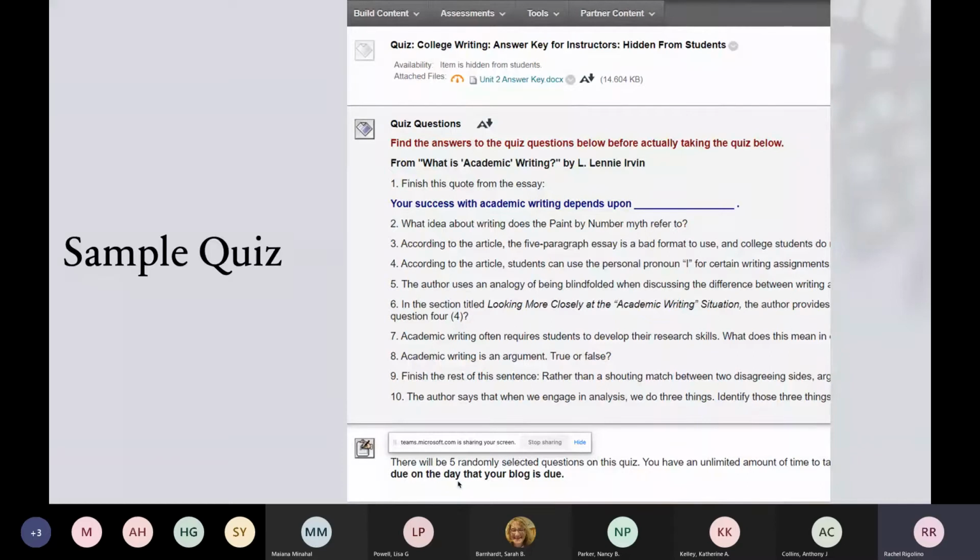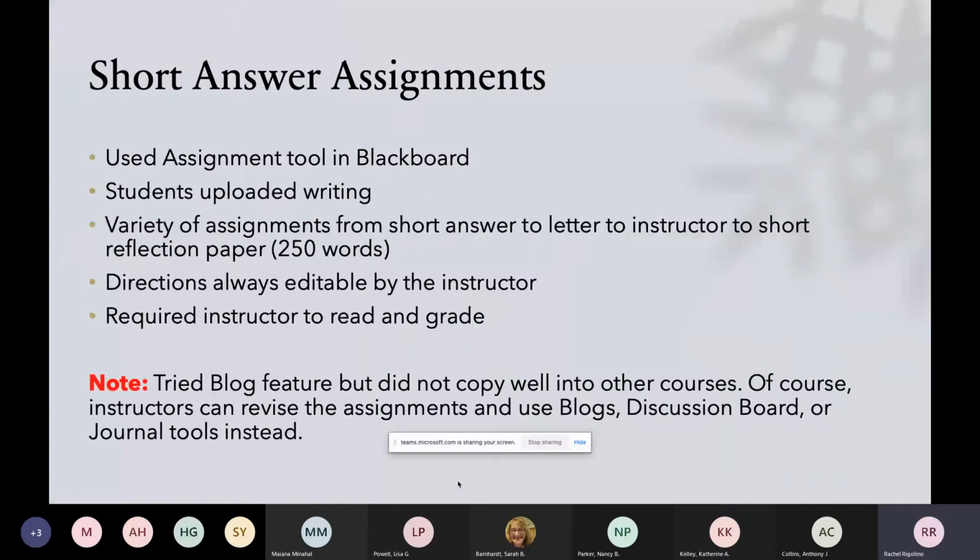In addition to the quiz, which had very straightforward reading comprehension questions, each unit had a short answer assignment, usually a reflective assignment, where I used the assignment tool in Blackboard, and students would upload short answer assignments of about 250 words. The directions were always editable by the instructor. So just because I posed certain questions, maybe another instructor would say, I don't know what Rachel did here, let me give some other questions.